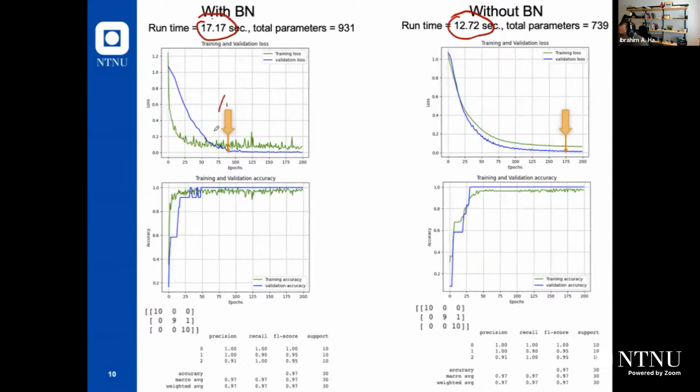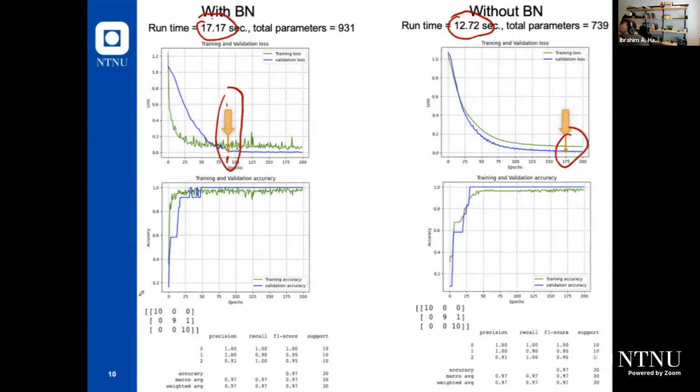But as you can see here, the model converged faster. Without batch normalization we converged at epoch 175. With batch normalization we converged maybe at 90, for example, or something. So the model will converge faster, but at the end, we will have the same accuracy.